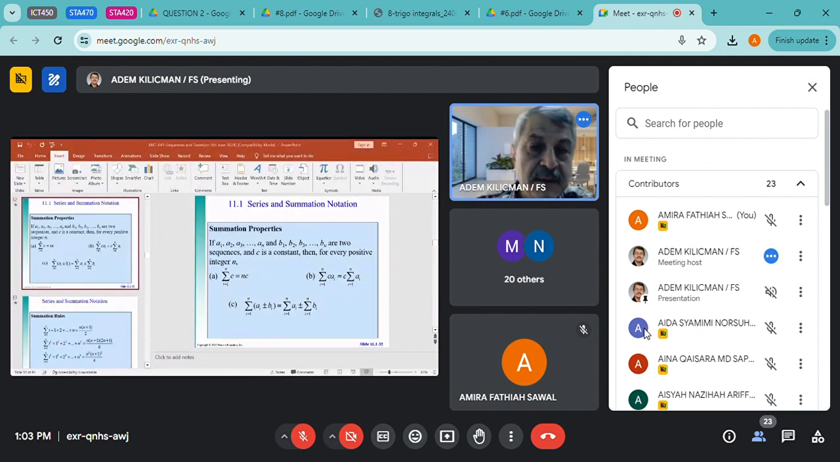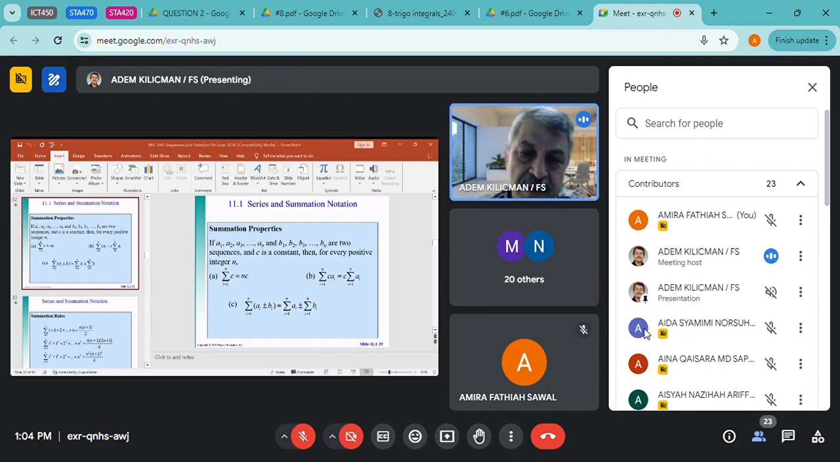Now, if we have A1, A2, A3, AN as one sequence, and another one is B1, B2, B3, and the Bn are another sequence, and C is a constant, meaning a real number, then for every positive integer, you have this relationship. In other words, if your sequence is constant, the summation of the series is equal to the number times the upper bound, basically C times N. Okay, this is the one.